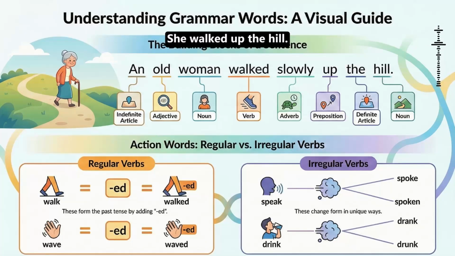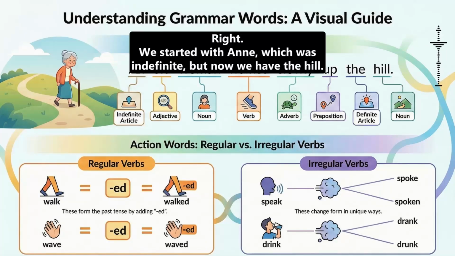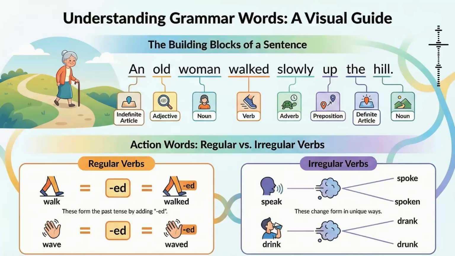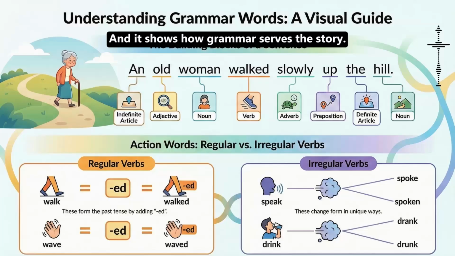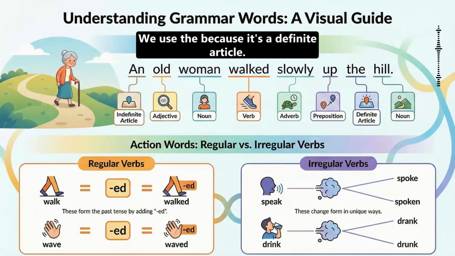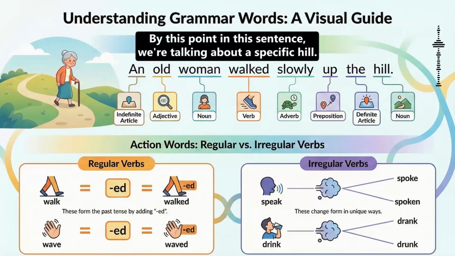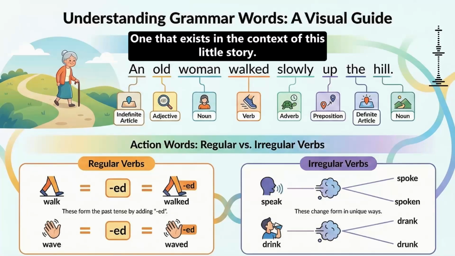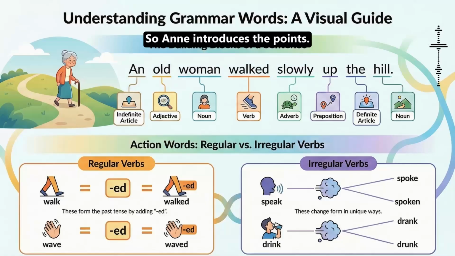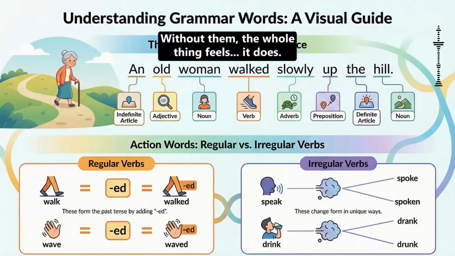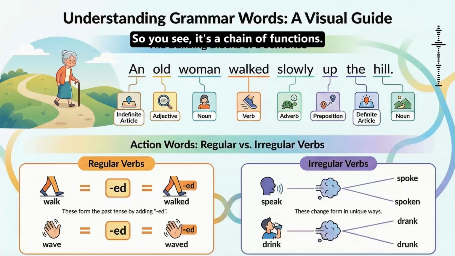She walked up the hill. And notice the article here. Right. We started with an, which was indefinite, but now we have the hill. It's a perfect observation, and it shows how grammar serves the story. We use the because it's a definite article. By this point in the sentence, we're talking about a specific hill, one that exists in the context of this little story. So an introduces the points. You got it. Without them, the whole thing feels a little unanchored. Yeah. It does.